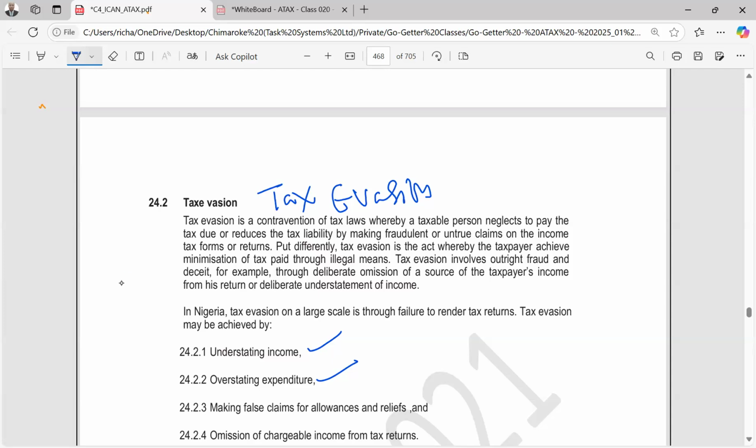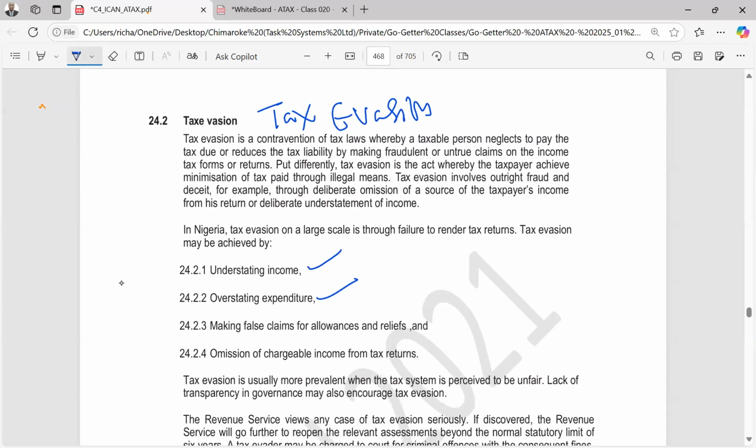And so the tax authorities have been trained to know where some of these expenditures could be overstated. And so they will ask you for evidence of those things.